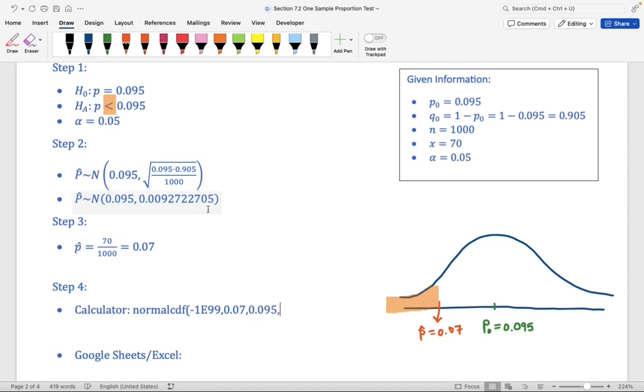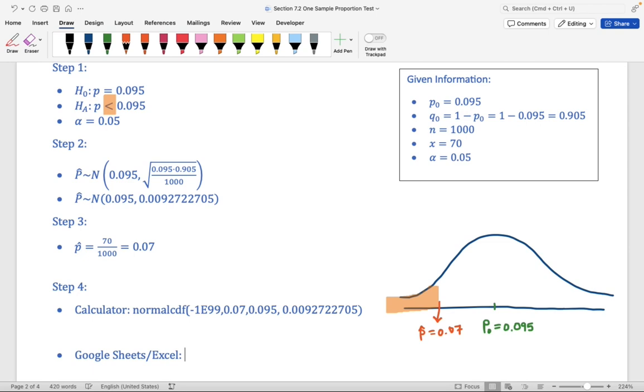And the standard deviation of the distribution is going to be the value that we got earlier for the square root of p naught times q naught divided by n. So I'm just going to copy and paste that value. If you enter this function on your calculator, you're going to find the area below p-hat equal to 0.07, and that is going to be the p-value.